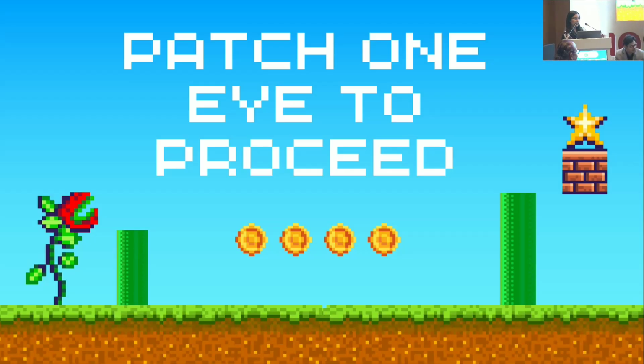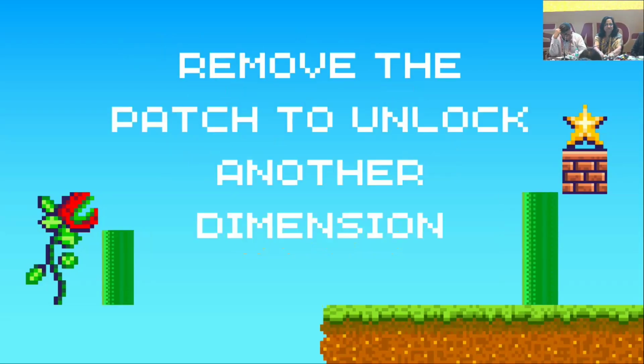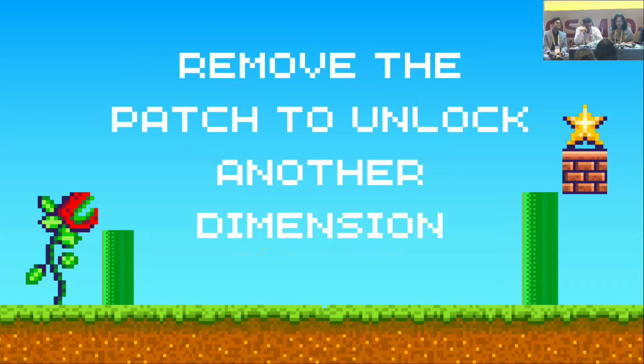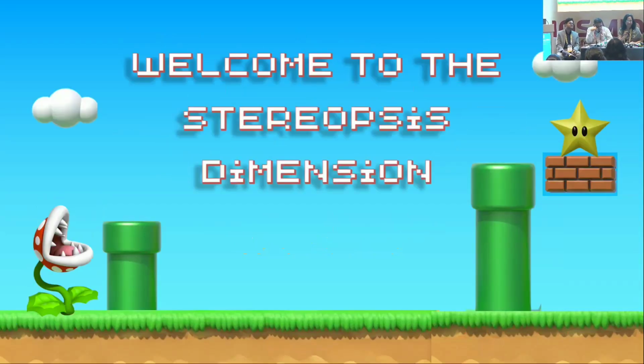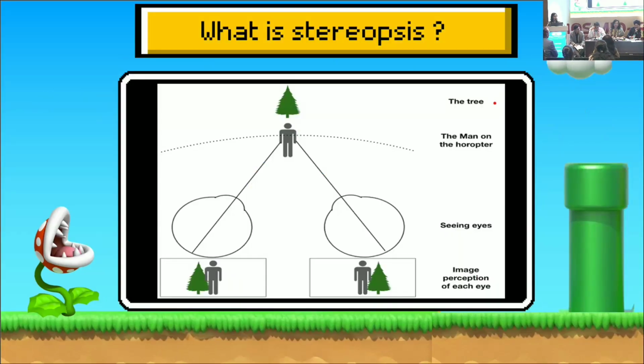As you can see, in the 2D world, you won't be able to touch the tips of both the pens. This is called the Lang 2 pencil test, which is one of the tests of stereopsis. In order to move forward, I would like ma'am to remove the patch and enter into the dimension of stereopsis. Welcome to the dimension of stereopsis. What is stereopsis? It is the 3D perception of an object which occurs when the object is present in 2 different angles, which is viewed by both the eyes.